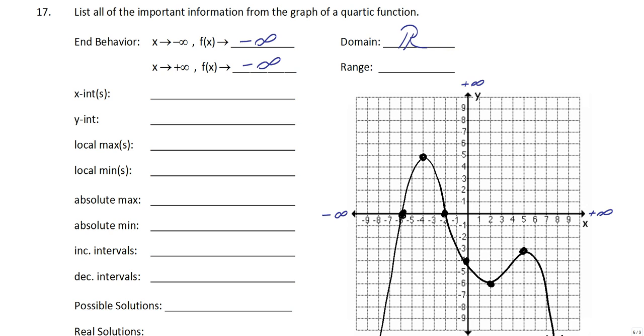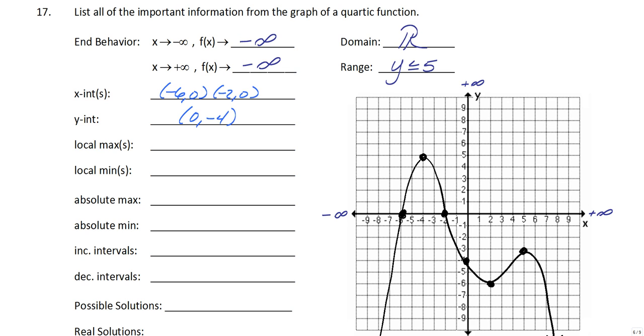But remember, for range, we see that it is never going to go above 5. So our range is y has to be less than or equal to 5. Okay, the graph never gets above 5. So that's how we read our domain and range. X-intercepts, of course, that's just where we hit the x-axis. That's a -6, 0 and a -2, 0. But the y-intercept is where it crosses the y-axis, so that's 0, -4. Okay, so that takes care of intercepts.